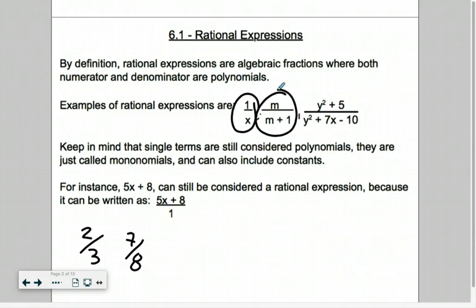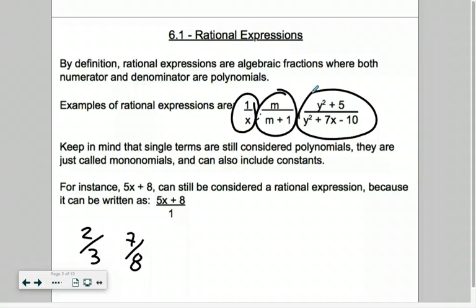m/(m plus 1) is also considered a rational expression. Again, there are variables and constants associated here. It can be not just linear, but also quadratic. This is a quadratic expression, y squared plus 5, divided by another quadratic expression, y squared plus 7x minus 10. Again, it's rational, it can be expressed as a fraction.